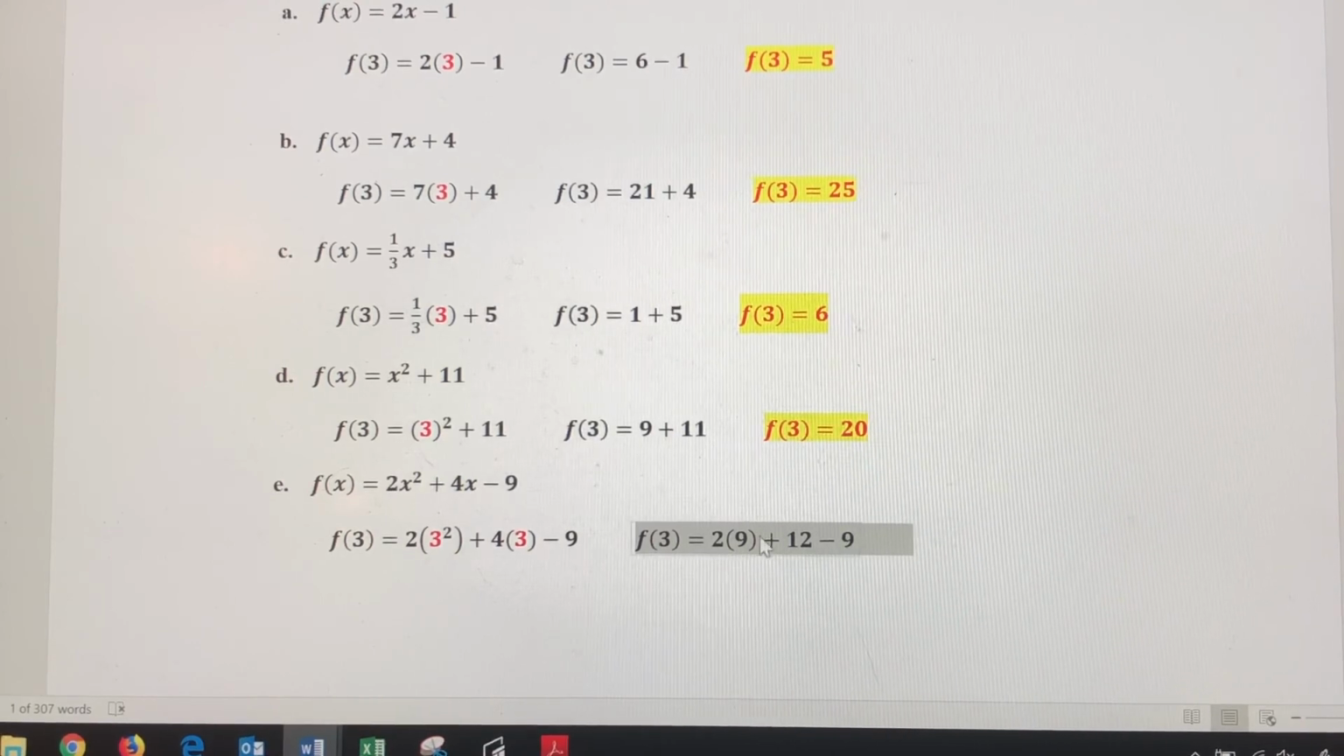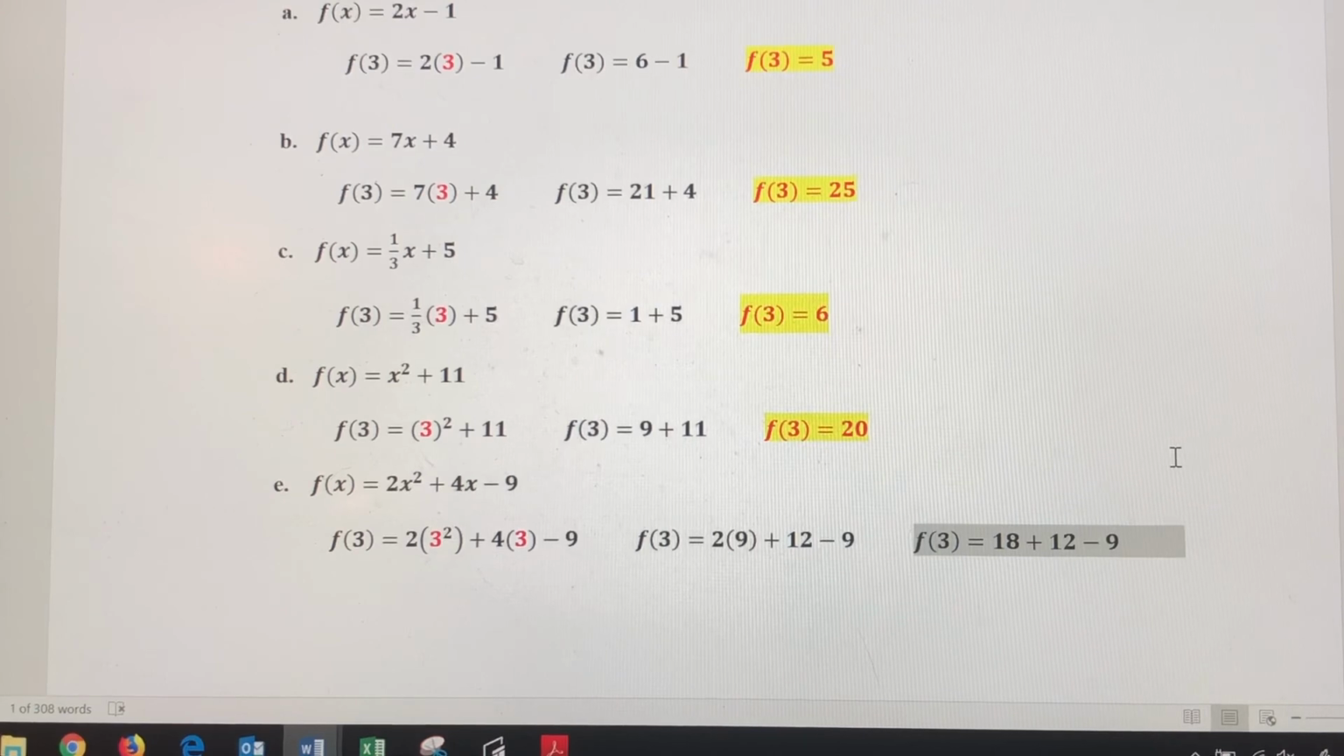Okay, order of operations, I have to do multiplication first. So it's going to be 18 plus 12 minus 9. And then I can just go from left to right. So 18 plus 12 is 30. 30 minus 9 is 21. So when I input 3 into this function for both of these values, my output, my dependent variable, my y coordinate will be 21. Okay, and that's how you evaluate functions in basic linear form and in function form.